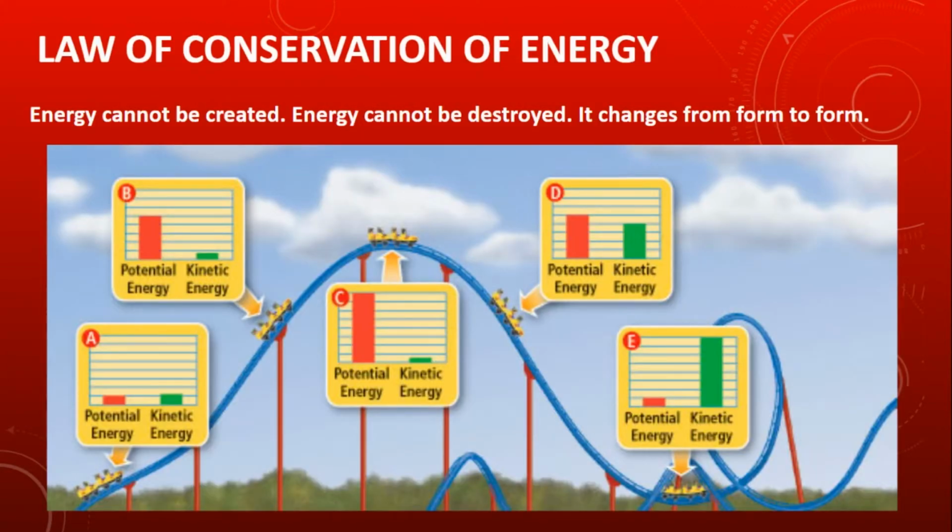One concept that we need to understand is the law of conservation of energy, which says energy cannot be created or destroyed, rather it changes from form to form. This translates in roller coasters as constantly changing between potential energy and kinetic energy, as this graphic represents.